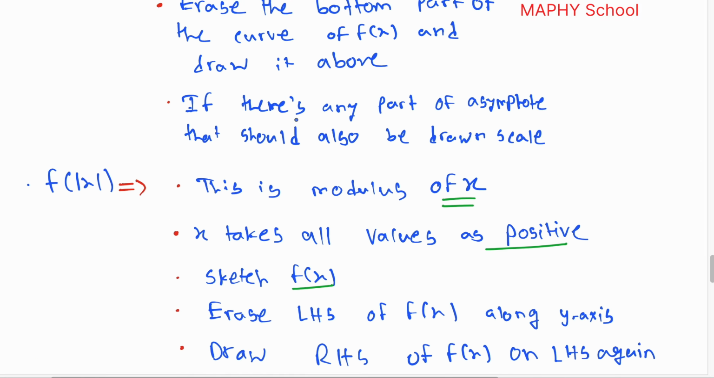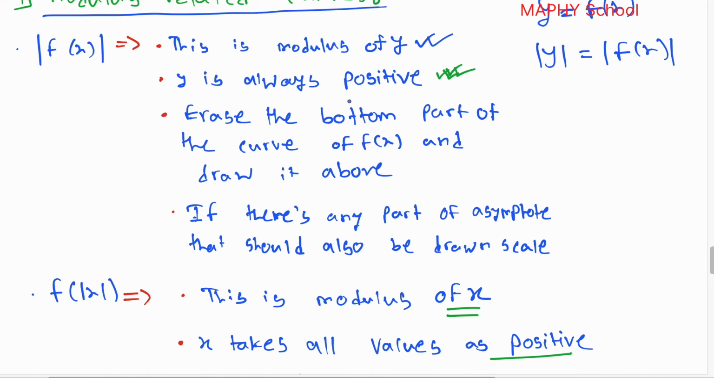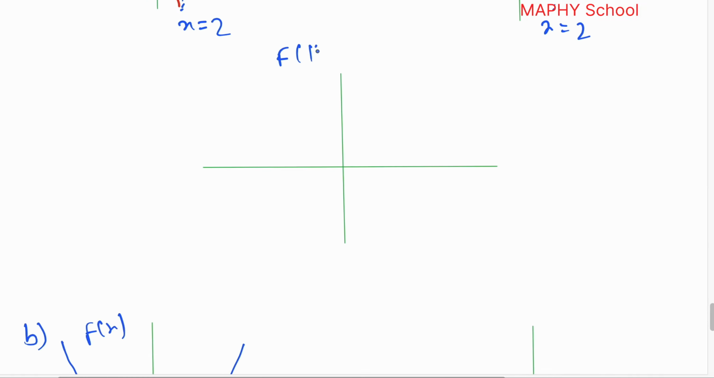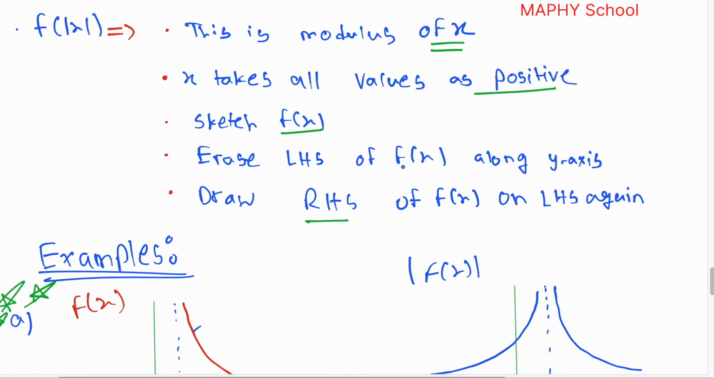So again, read the rule: erase the bottom part of the curve of f of x and draw it above. If there is any part of the asymptote, that should also be drawn. Now we go for f of modulus of x. How to draw it? Let's erase the left hand side of f of x along the y-axis. That means we will erase the left hand side of the curve and draw the right hand side of f of x on the left hand side. So we first erase the left hand side, then we reflect the right hand side again on the left hand side.